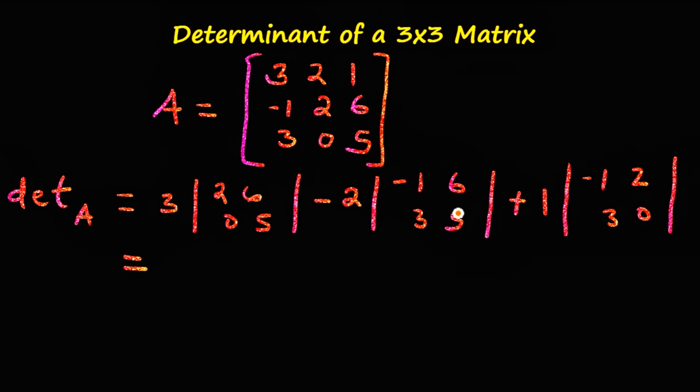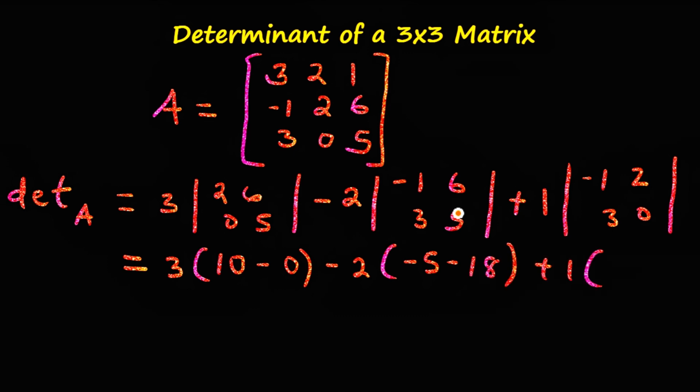These parallel brackets mean we obtain the determinant of the small matrix there. So we're going to have 3 into this determinant, that is 2 by 5, which is 10, minus 6 times 0, which is 0. Then here we have 2 into negative 1 by 5, that is negative 5, minus 6 by 3, which is 18, plus 1 into negative 1 by 0, which is 0, minus 6.